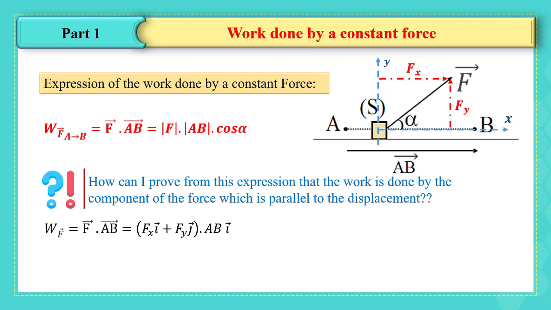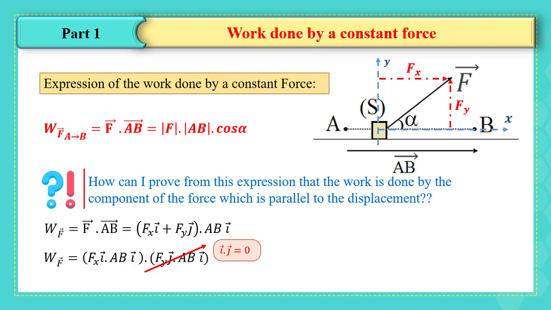Now if we expand it, it becomes Fx i dot AB i plus Fy j dot AB i. We know that Fy j dot AB i vector is 0 since i dot j is 0. Keep in mind that the angle between i and j is 90. So i vector dot j vector equals |i||j| cosine 90, which is 0.